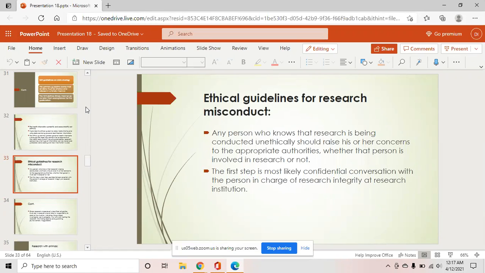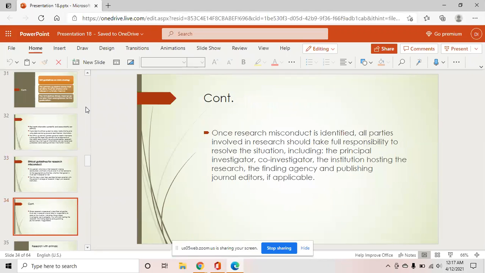Ethical guidelines for research misconduct. Any person who knows that the research is being conducted unethically should raise his or her concern to the appropriate authorities, whether that person is involved in the research or not. The first step that most likely should be taken is confidentiality: a confidential conversation with the person in charge of research integrity at any research institution.